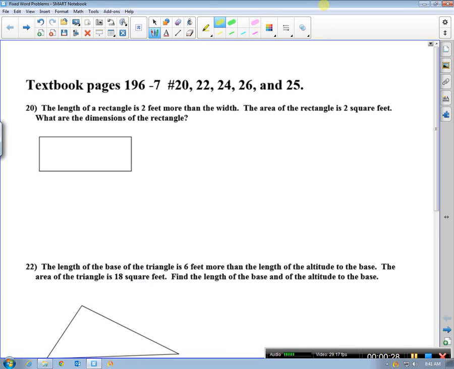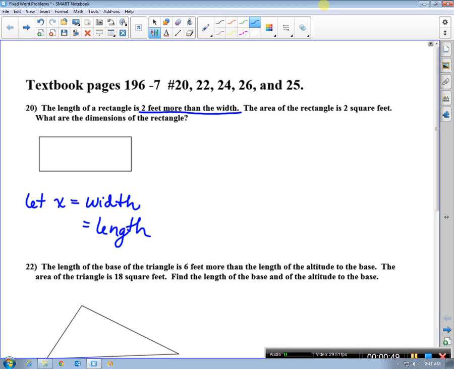Number 20 from your book, actually. Number 20 says the length of a rectangle is 2 feet more than the width. I'm going to let x equal the width, which means the length has what expression? X plus 2. So we've got our width, we can label it x, and our length, x plus 2.